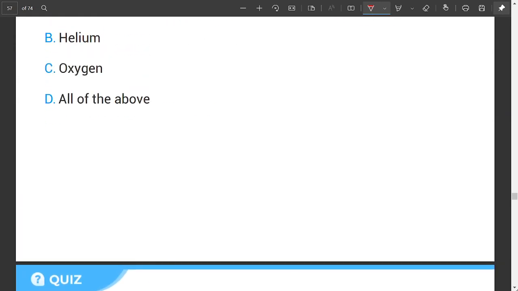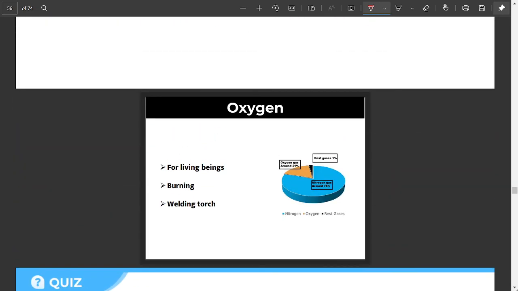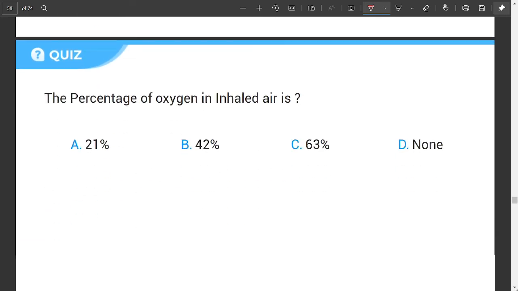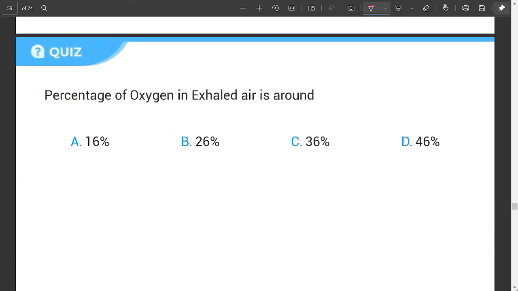It is important for the living beings: oxygen, burning, and the welding torch. It also includes the oxygen because it uses fire. Now, percentage of oxygen in exhaled air is around how much? This is the right answer.